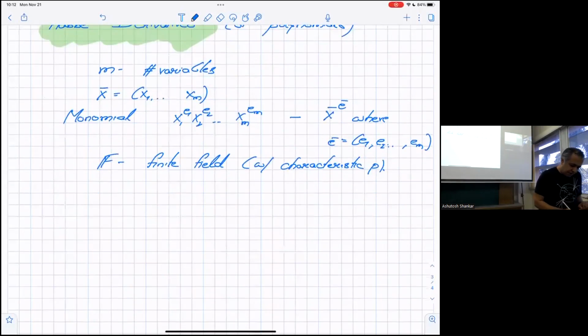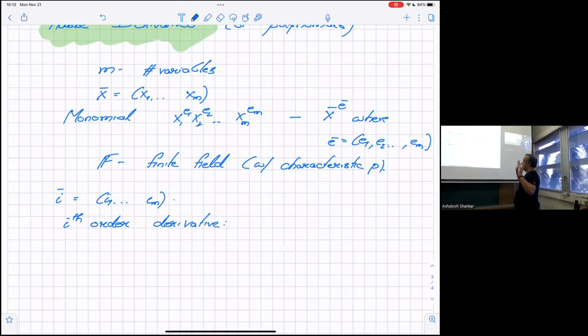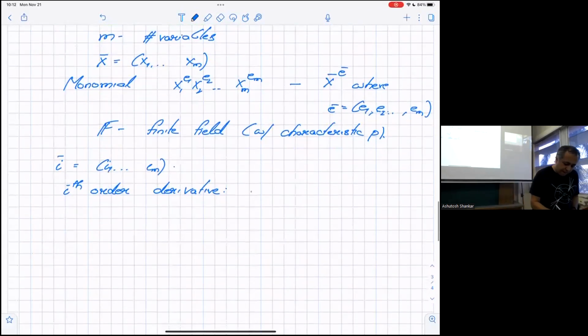So I want to define the ith order derivative. I bar itself is a vector, I1, I2. Again, stated more generally. Basically, we're going to define it such that Taylor series is true, for the polynomial P of x.